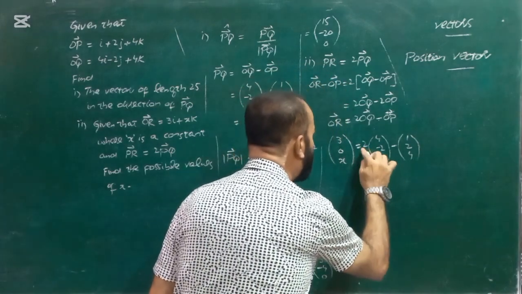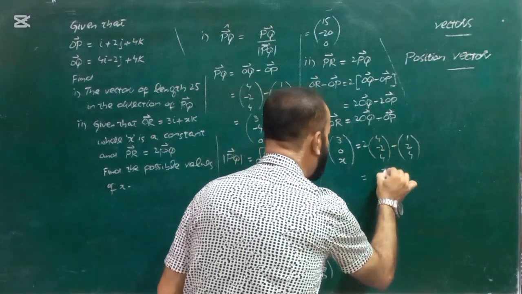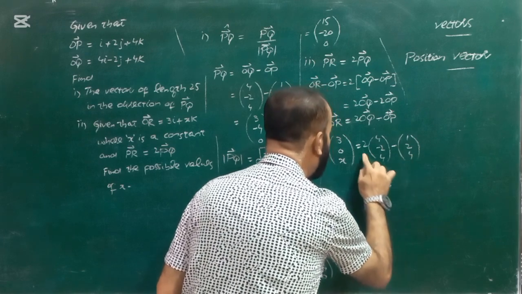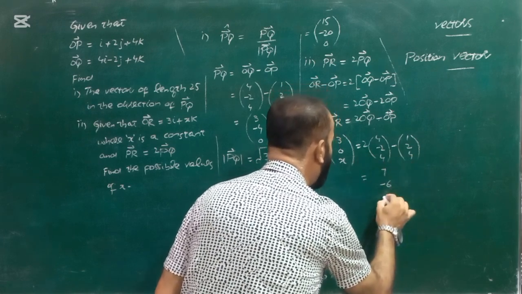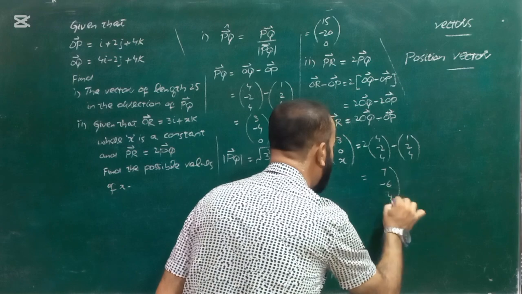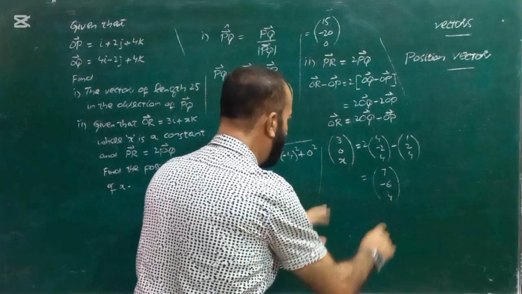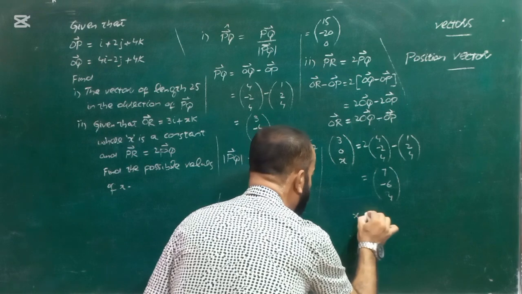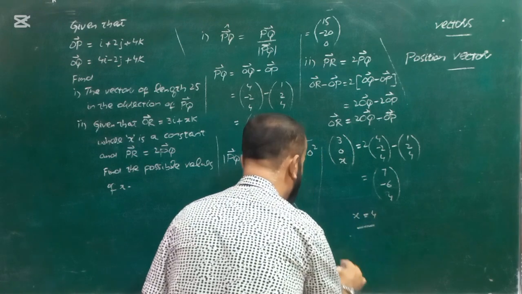Okay, solving it. 8 minus 1 will be 7. Minus 4 minus 2 will be minus 6. And 8 minus 4 will be 4. And on the left hand side is this one. And from here, x is equal to 4 is the answer.